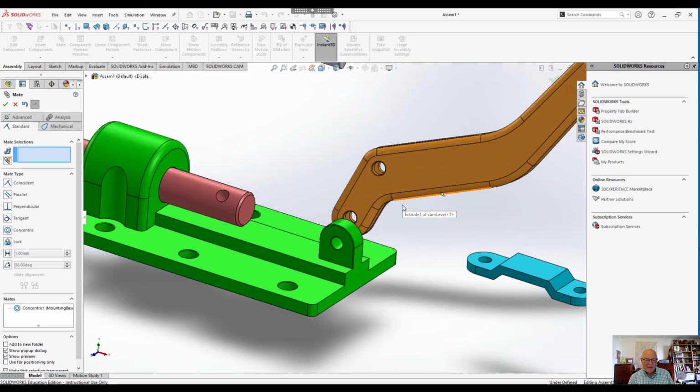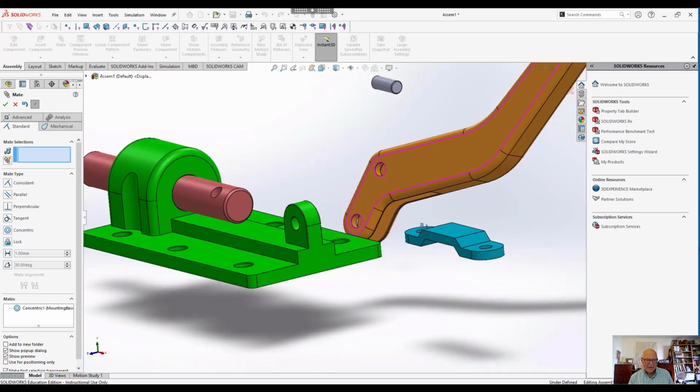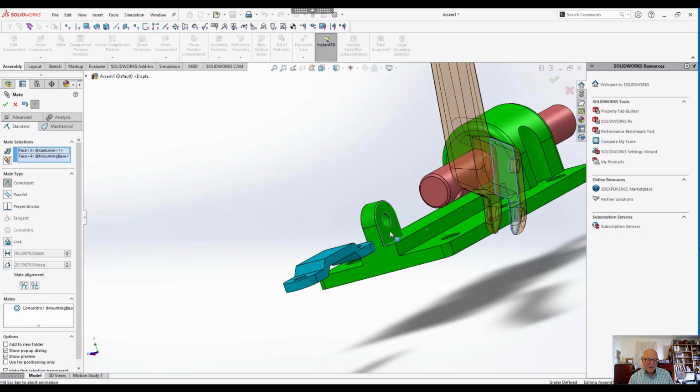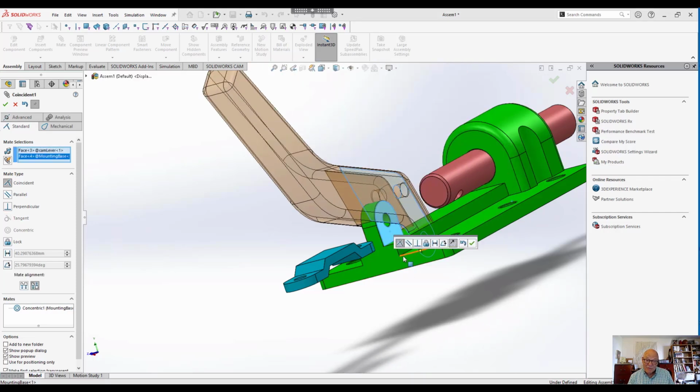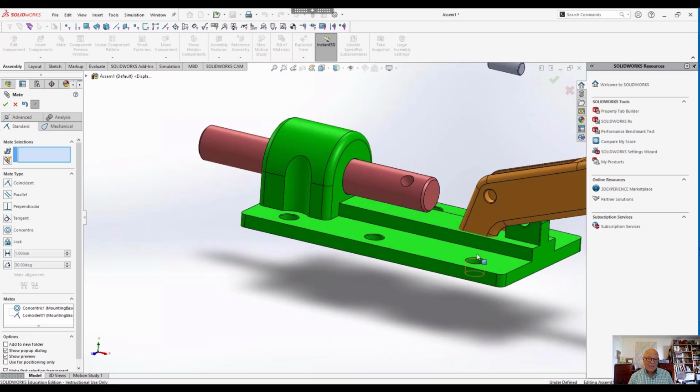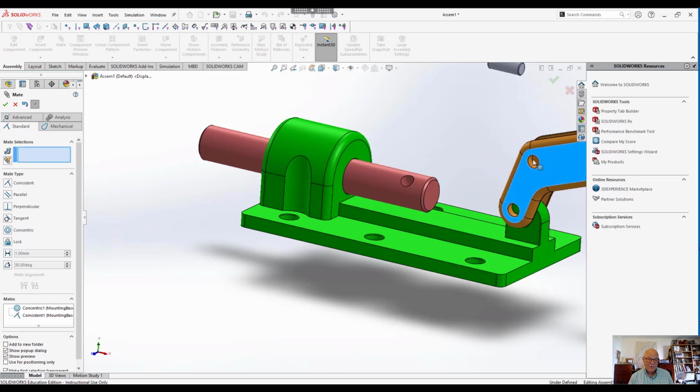So we're going to do two mates here. One of them is concentric, so the holes line up, and the other is coincident, so that that surface right there and this surface right here are touching. It assumes that's what we want, so it just makes that the default. If that's what we want, we just do this, and now they all always touch. Now we can still move this around. You notice physics doesn't apply here.